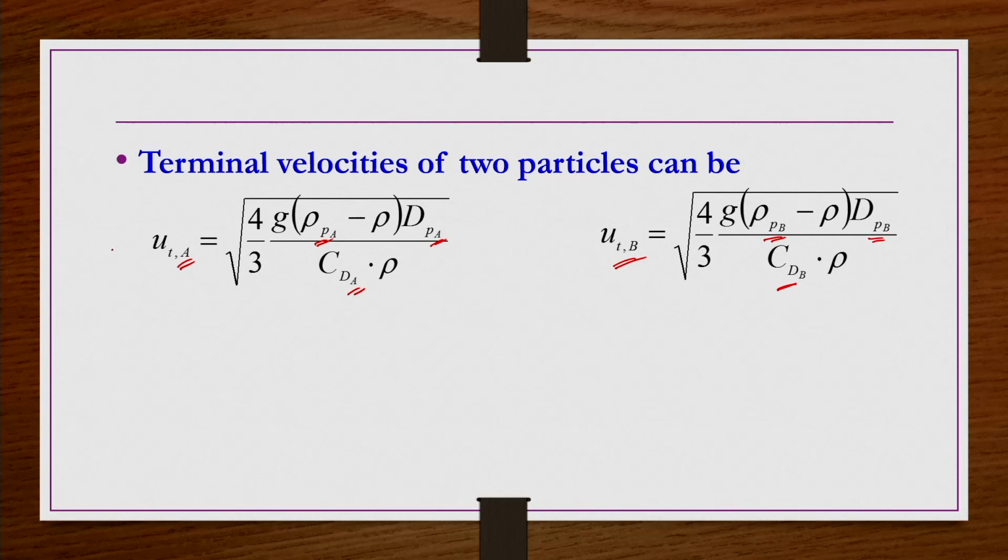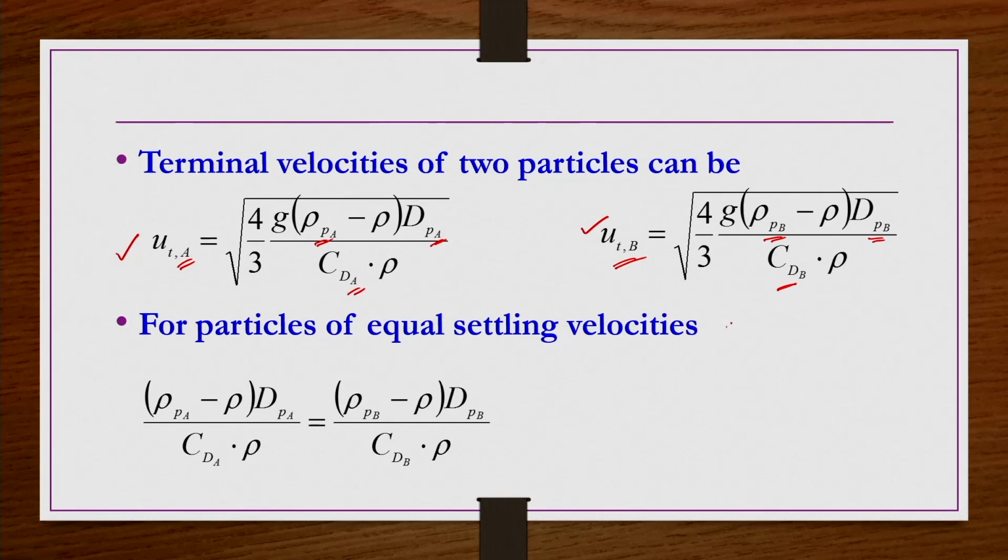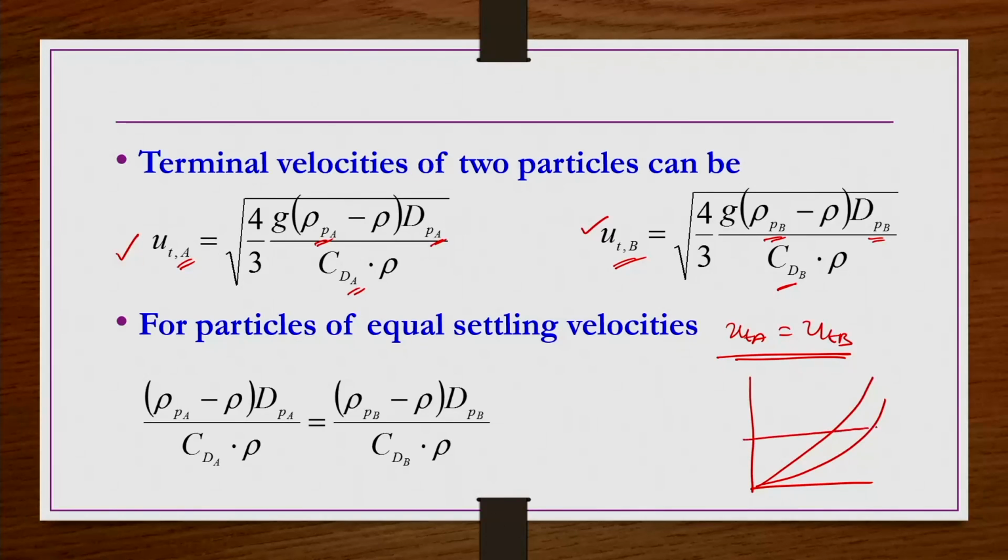So, this is the terminal velocity of A particle, this is the terminal velocity of a B particle, generalized one without knowing the flow regimes. Now for particles of equal settling velocity, that means when UTA is equal to UTB, the previous differential settling graph, that line we have seen. So, this line now corresponds to UTA equals UTB.